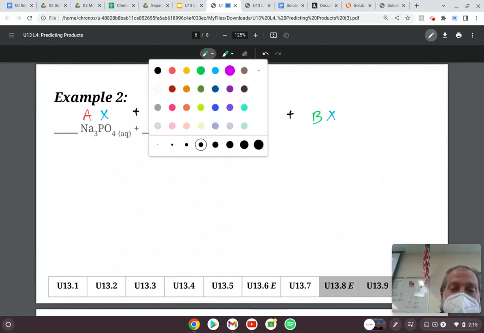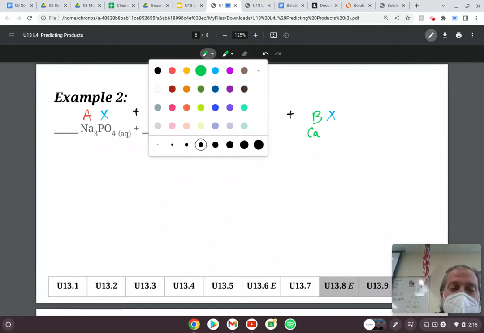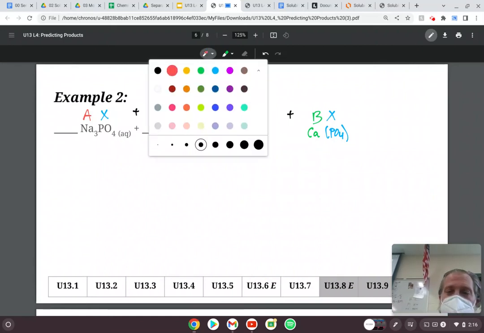And on the reactant side, under B is calcium. So I'm going to put Ca. And on the reactant side is PO4 under X. So I'm going to put that like so. Now, you might recall from when we talked about balancing chemical equations and predicting products from once upon a time, a long time ago, that I would say to you to check your charges. And that's the next step that we have to do here.